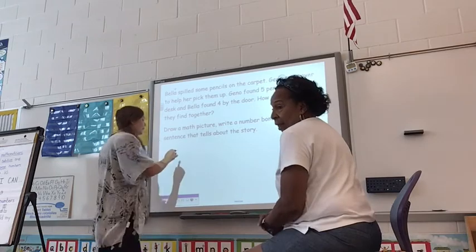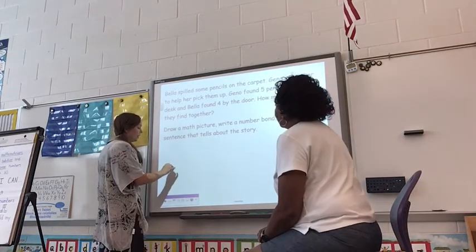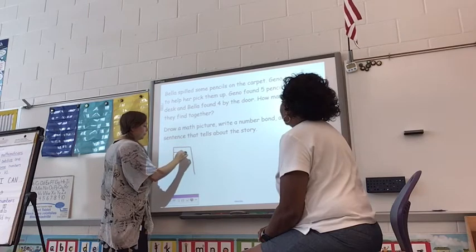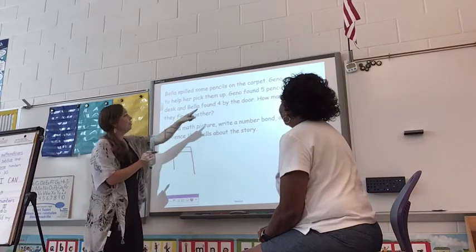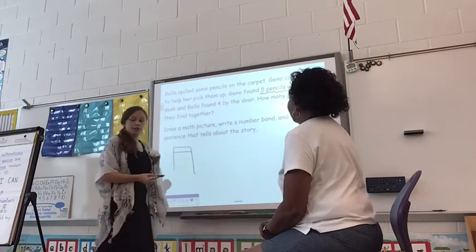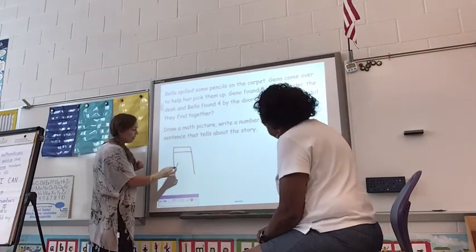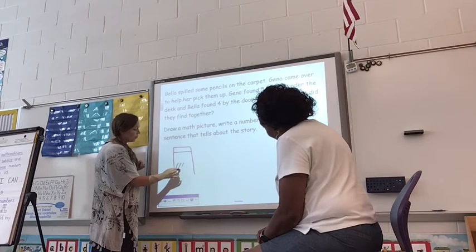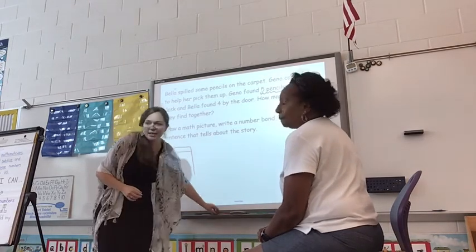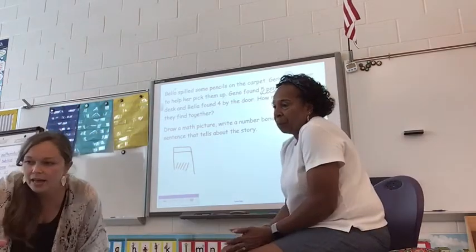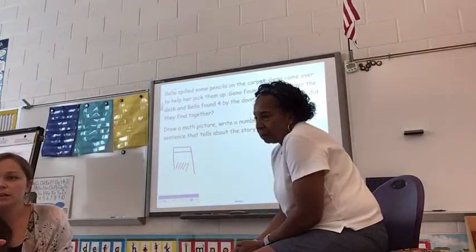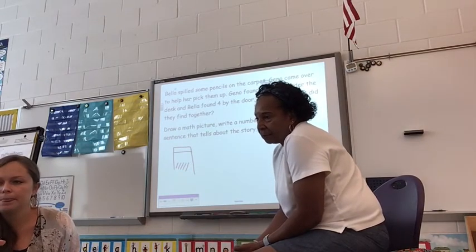Okay, let's put that desk. So we're going to go ahead and we're going to draw a desk. And we're going to draw 5 pencils under that desk. So 1, 2, 3, 4, 5. I want you to go ahead and do that step for me, okay? 5 pencils under a desk.